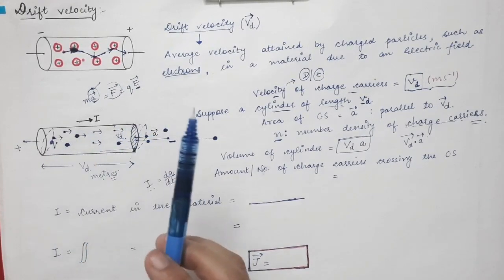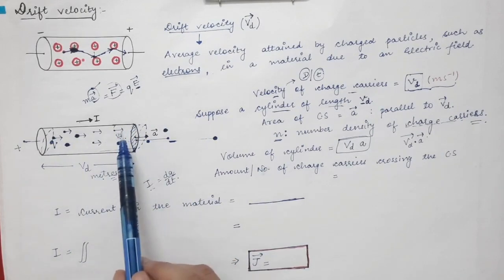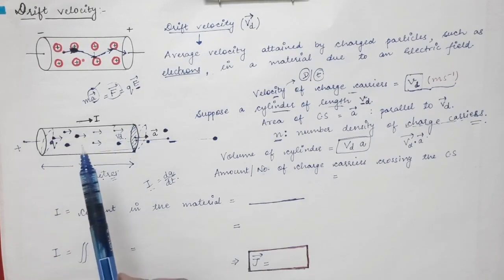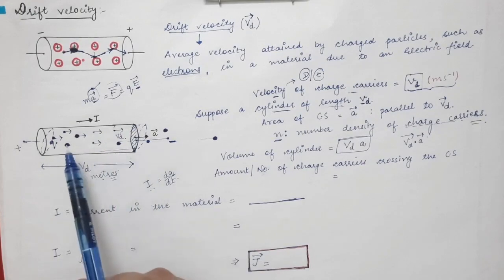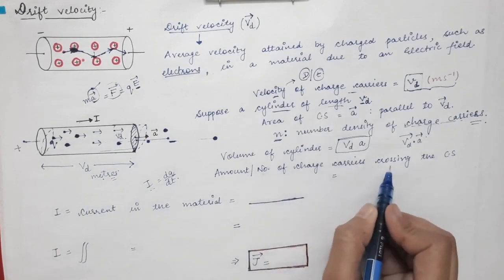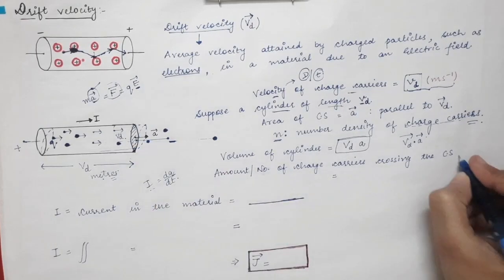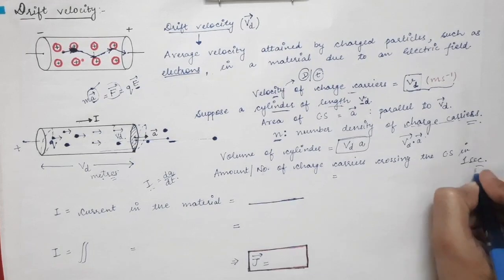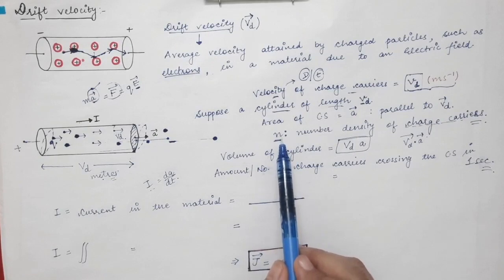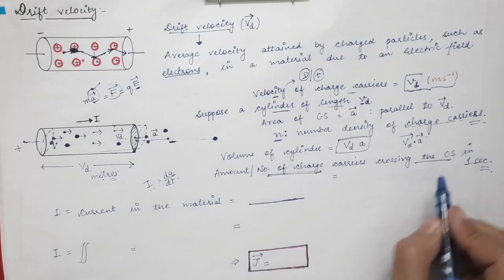So the amount of charge is nothing but the total charge which is present. First I have to find the number of charge carriers, then I will multiply that number with the amount of charge on each charge carrier. That will give me the amount of charge present on all the charges in this volume. So the number of charge carriers which will be crossing the cross section in 1 second will be equal to the number density. Number density is nothing but the number of charges present in unit volume.